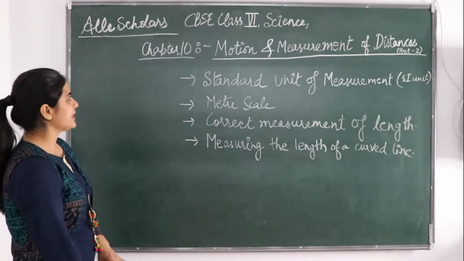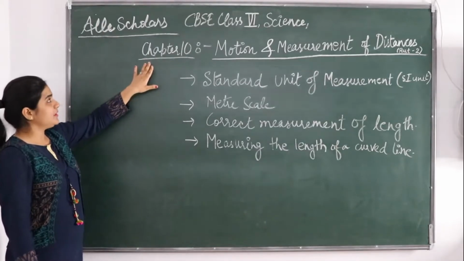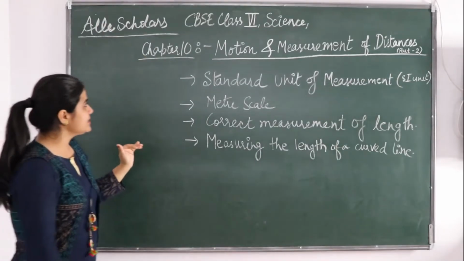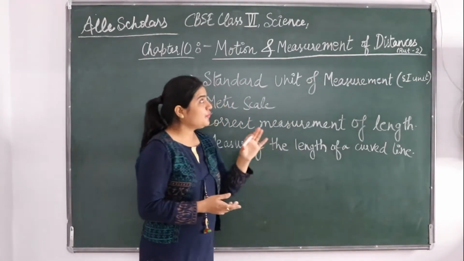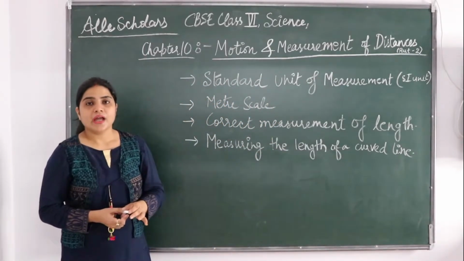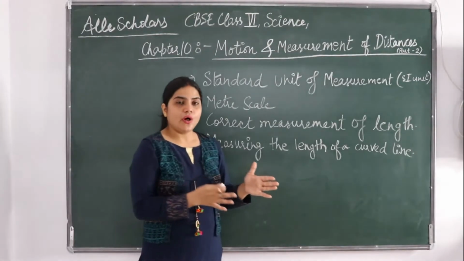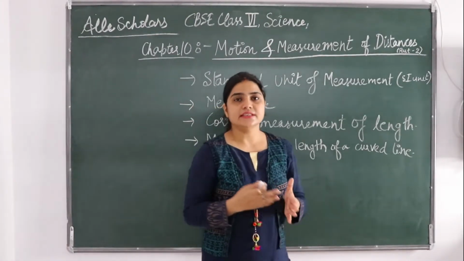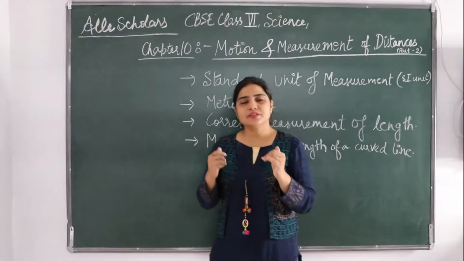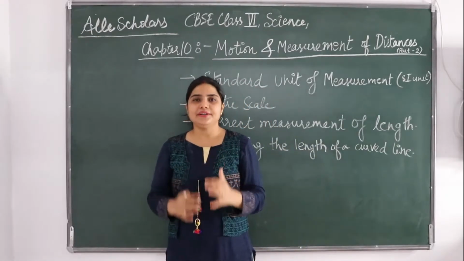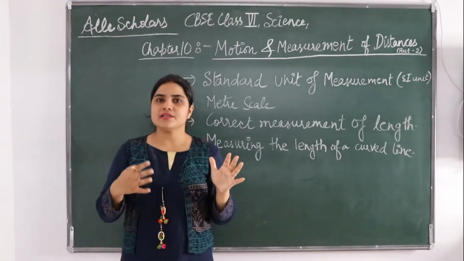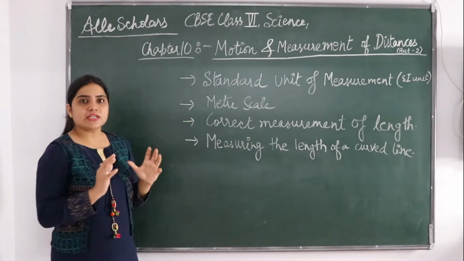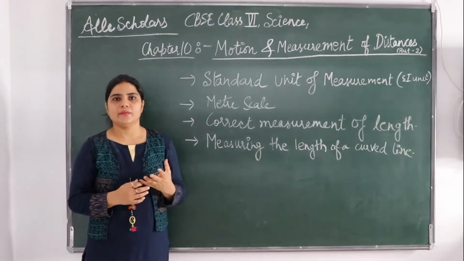Today I will be taking the second part of chapter 10 from class 6 science, that is motion and measurement of distances. If you go and see my part 1, I have discussed all about length, distances, and the arbitrary measurement. Arbitrary measurement is the non-standard measurement units, the ones which do not have any fixed units.